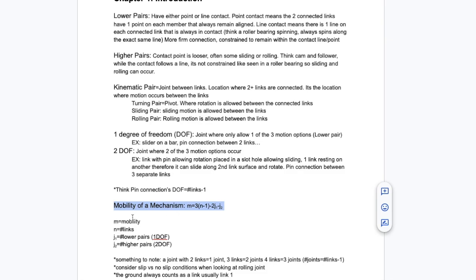What are you looking for? You're looking for M. You're looking for mobility. How much mobility does this mechanism you're studying have? Okay? And to find that, you need the number of links, the number of lower pairs, and the number of higher pairs. Okay? What are these terms?